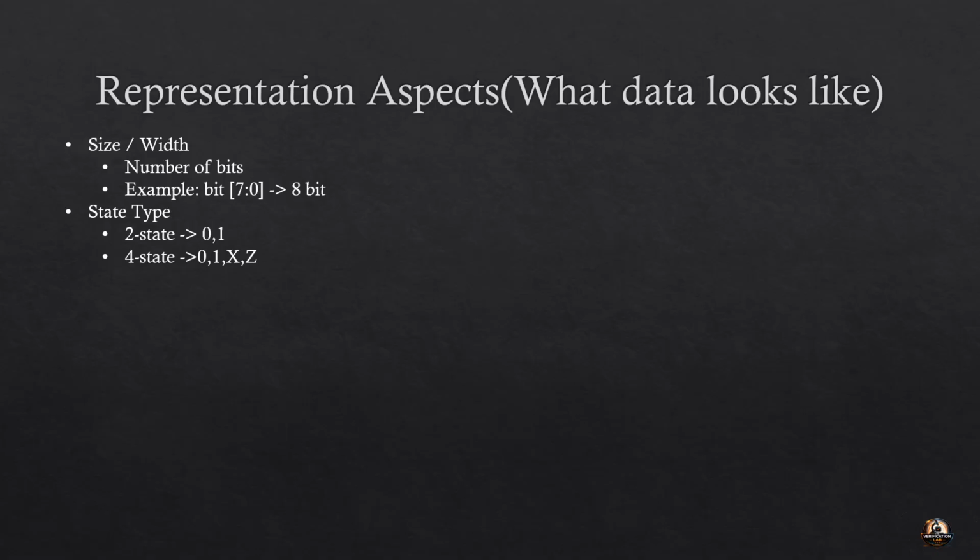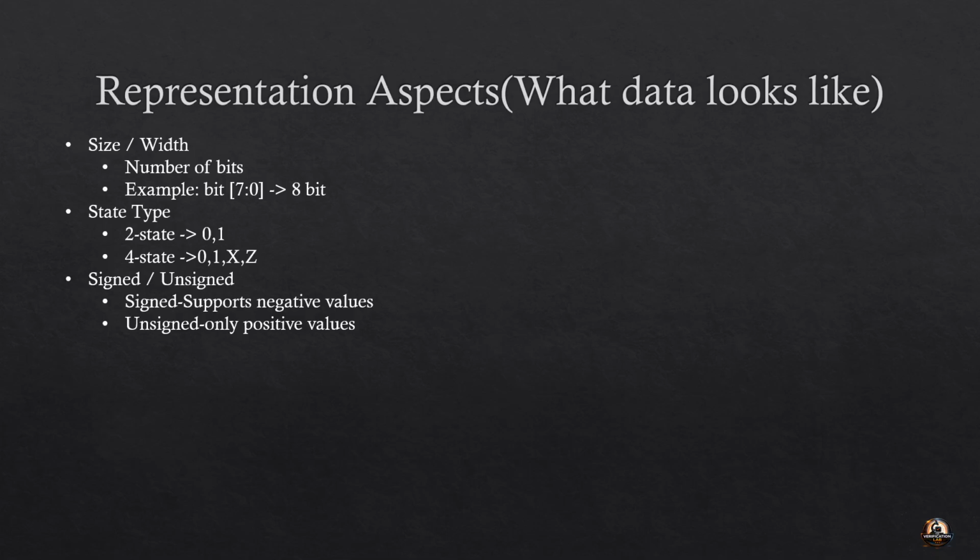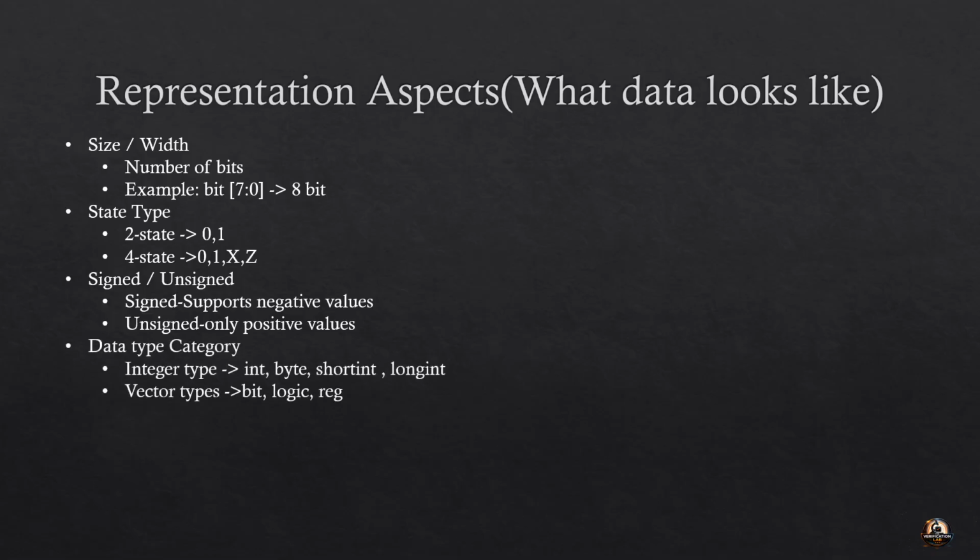And if it is a 4 state, it can have 0, 1, X and Z, where X stands for unknown and Z for high impedance. Data can be negative. Negative data are represented by signed, whereas positive-only data is represented by unsigned. Then data category, if it is fixed or user defined. If it is fixed, then integer type. If it is user defined, then it's a vector type. So in vector type, the user can define the size of the bit.